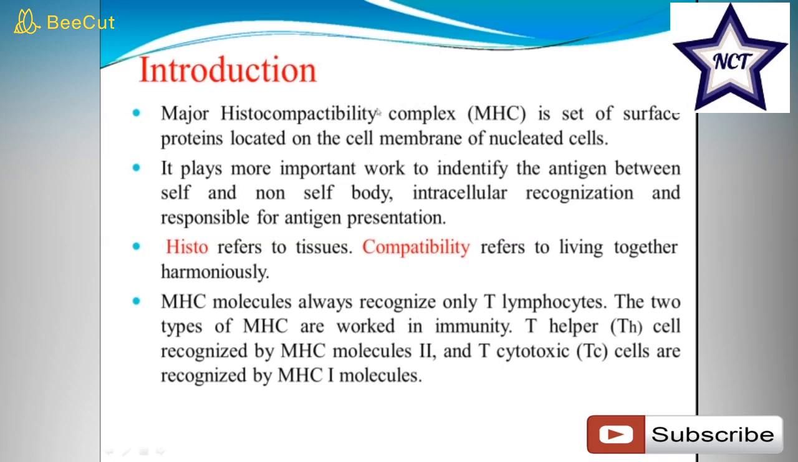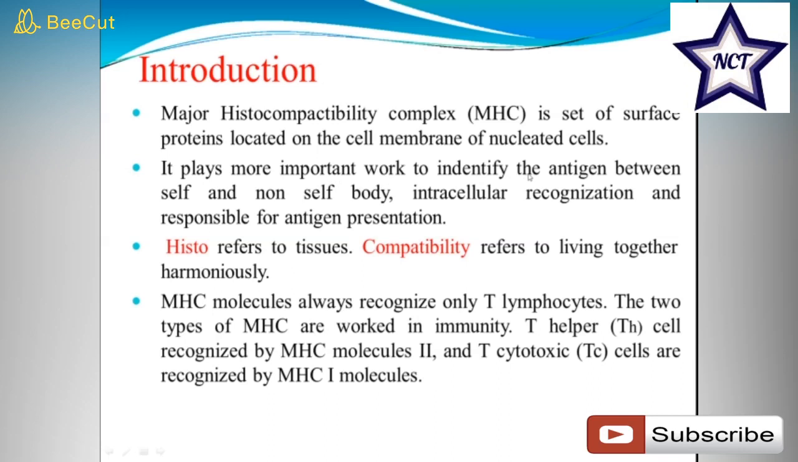MHC got its name from the fact that the genes in this region encode the proteins that determine whether a tissue being transplanted between two individuals will be accepted or rejected. So the main function of MHC is that the genes are playing the main role in the acceptance or rejection of a graft.